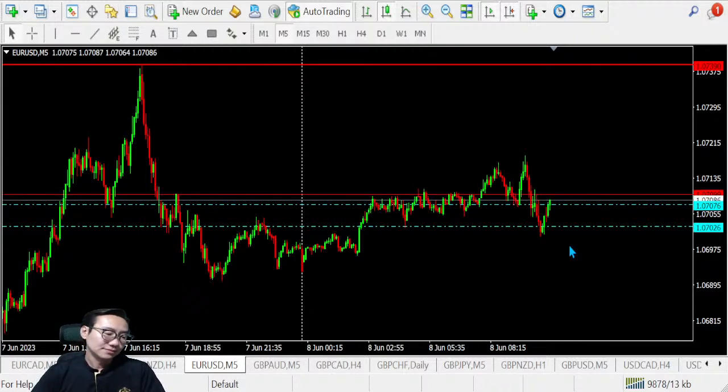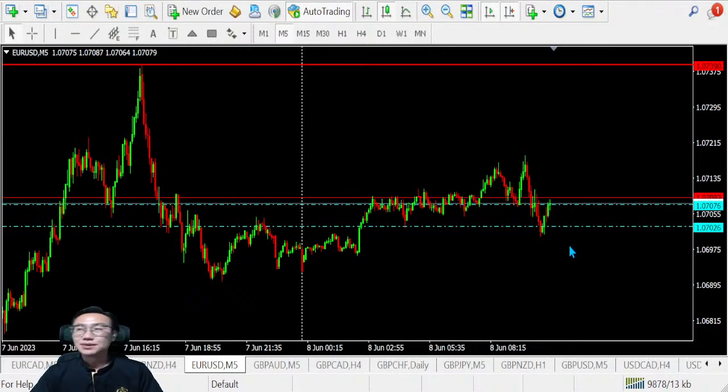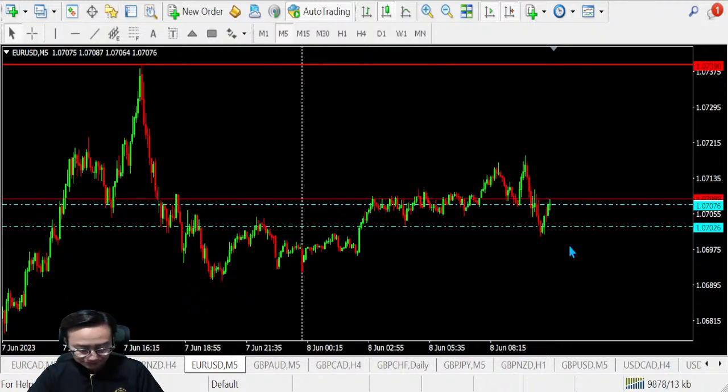Let's take a look at this. Can you see it's breaking up? It's breaking above, correct? So it doesn't look good. That's the reason why I don't want you to put a pending order. I suggest not to put any pending order.